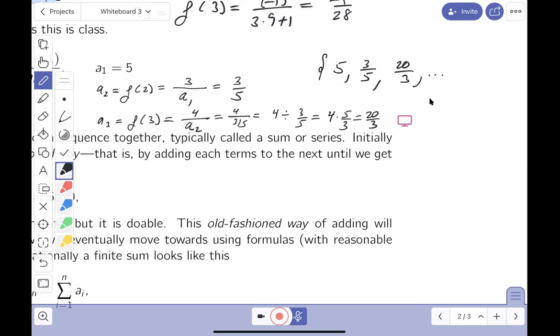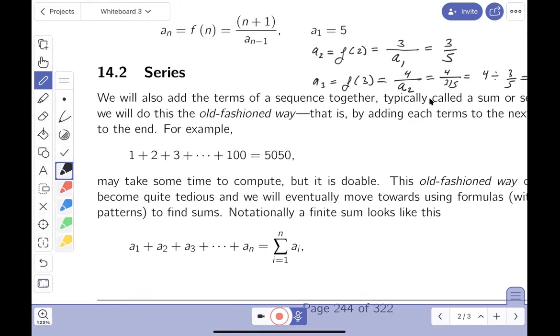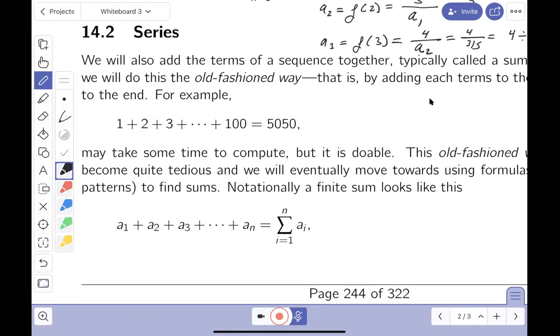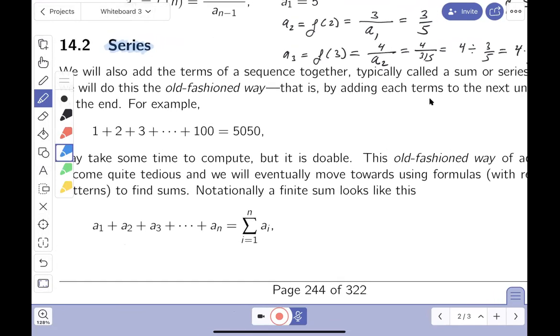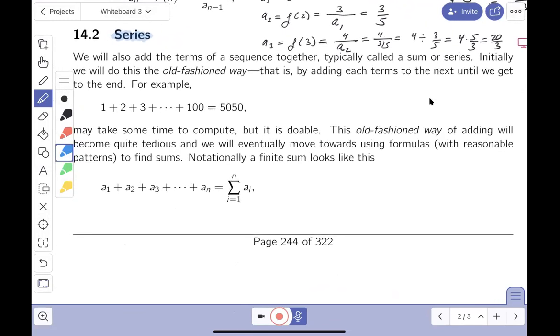All right, let's keep going. Let's talk about series now. We talked about sequences. Now we're going to talk about series. Let's read it. It says we will often add the terms of a sequence together. Well, we just did sequences. What are they going to do now? Add the terms together. Typically, it's called a sum or a series. So what's a series? A sum of the terms, right?